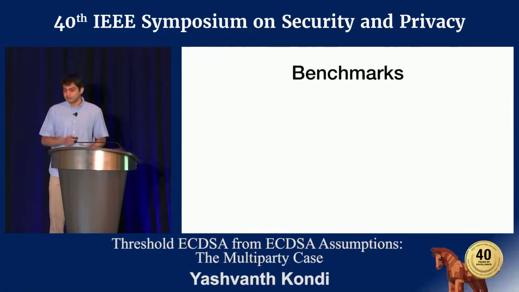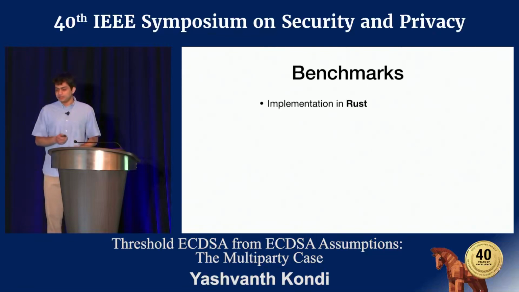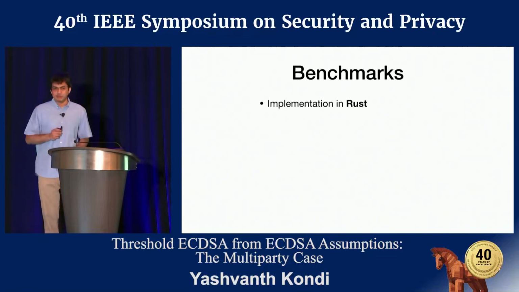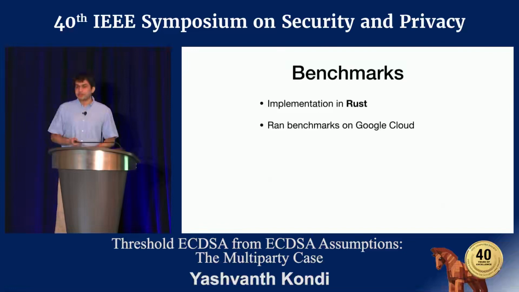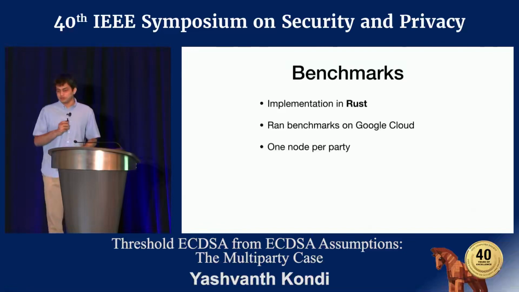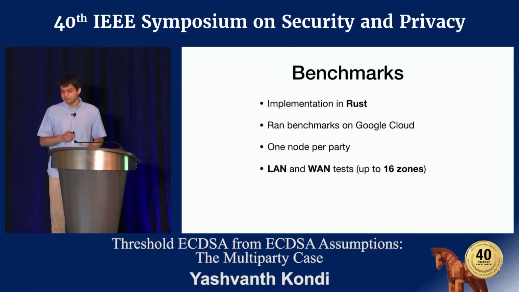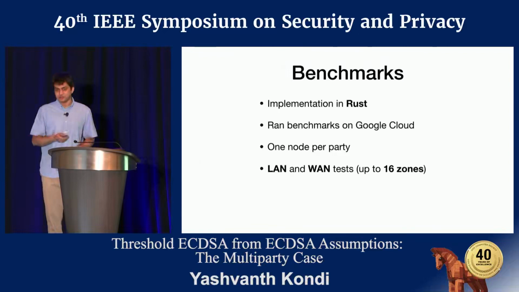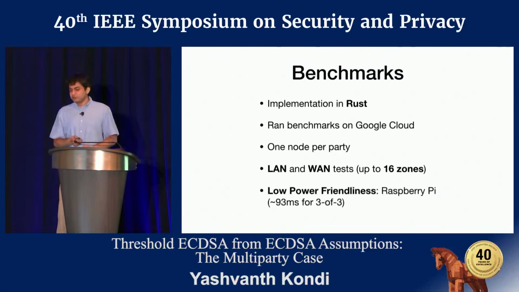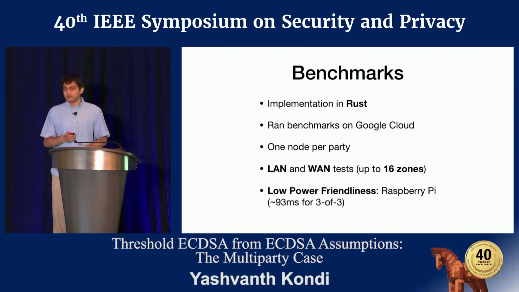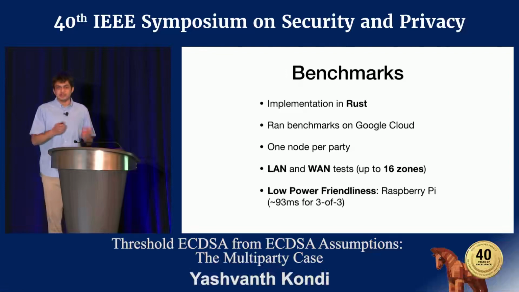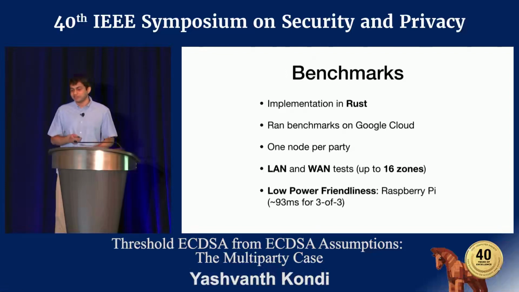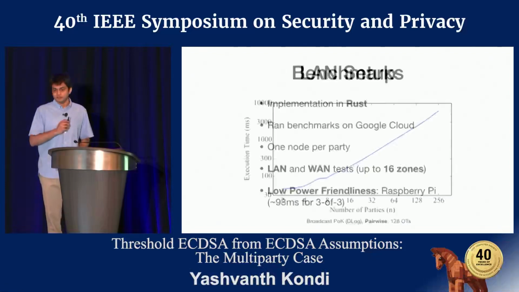8-round signing protocol. Right, so we implemented a protocol with an implementation in Rust, and we benchmarked it with nodes on Google Cloud with a node to each party. And in the LAN and WAN, we ran our benchmarks in the LAN and WAN settings up to 16 zones, which I'll speak about in a minute. And to prove that our protocol is friendly to the low power setting, we ran benchmarks with Raspberry Pi devices, with 3 devices being able to sign in under 100 milliseconds.